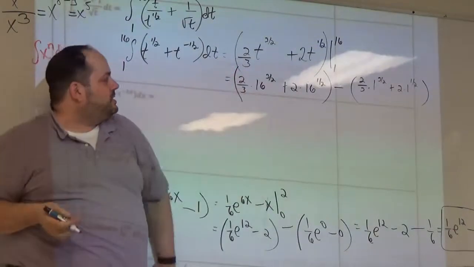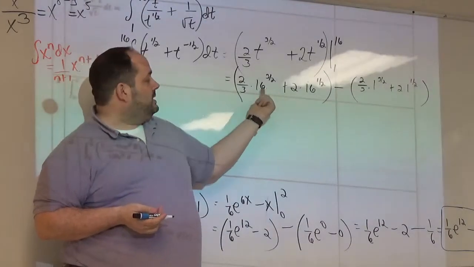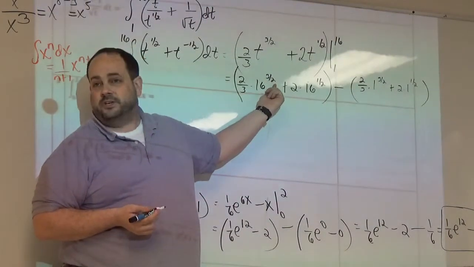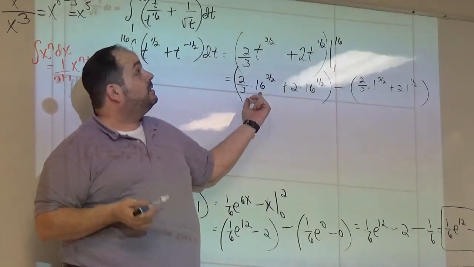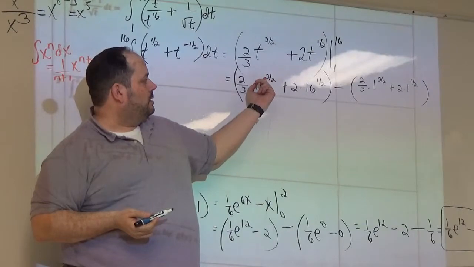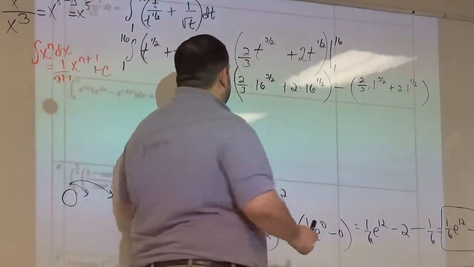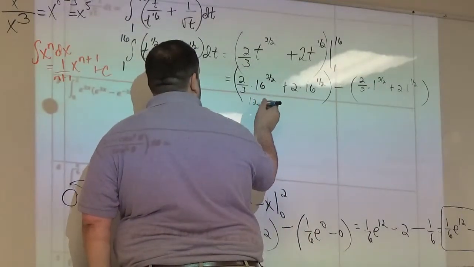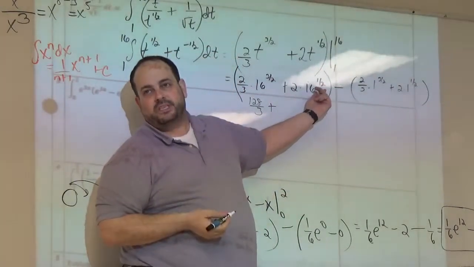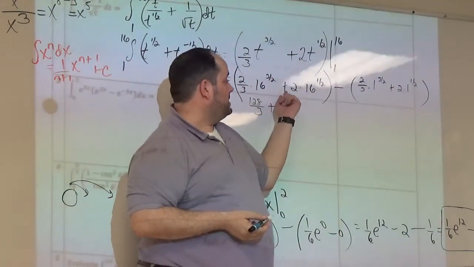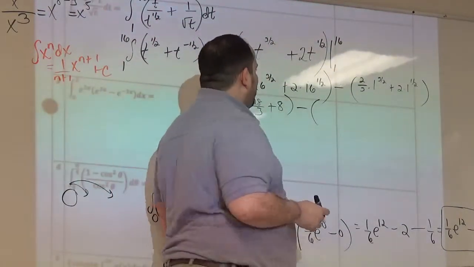But a question like this can show up in the multiple choice, and so you need to know how to handle all the exponents. 16 to the 3/2, you guys know the 2 tells you to take the square root. So the square root of 16 is 4, and then the 3 means cube it. 4 cubed is 64. Now you got to do 2/3 of 64, 128 over 3. 16 to the 1/2, square root of 16, 4 times 2, 8. All that minus all the stuff that comes after.